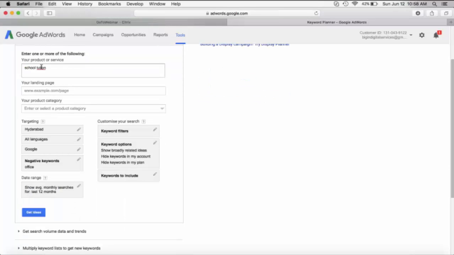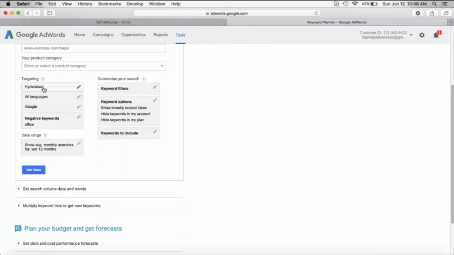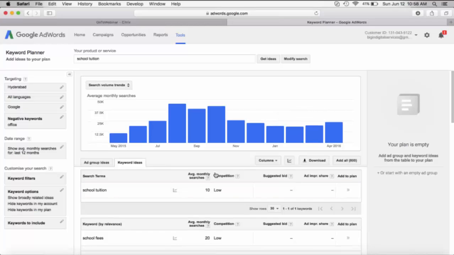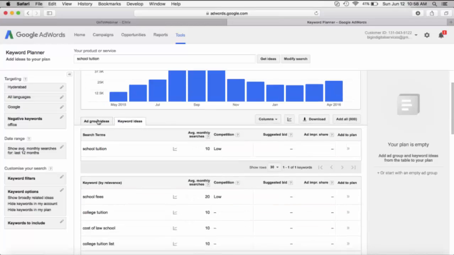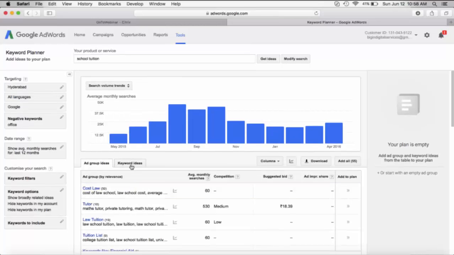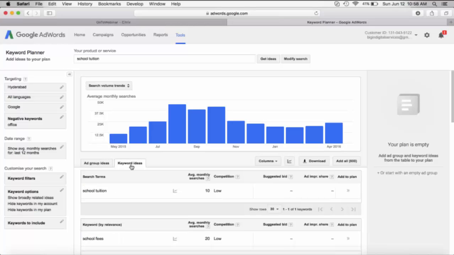All right, so I'm giving my seed keyword, which is my input, school tuition, and I'm selecting the target region, which is Hyderabad, and I'm hitting on get ideas. So this is the screen that you'll be looking at. Sometimes you'll be taken to add group ideas, but you'll have to make sure that you reach keyword ideas. So here we go.